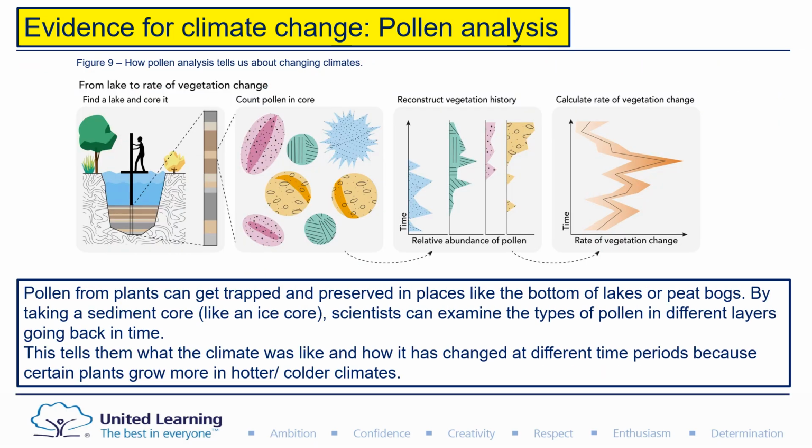Another evidence of climate change is pollen analysis. So this is pollen from plants can get trapped and preserved in places like the bottom of lakes or peat bogs. By taking a sediment core from the bottom of the lake, scientists can examine the types of pollen in different layers going back. This tells them what the climate was like and how it changed at different time periods, because certain plants will grow at warmer periods, certain plants will grow in colder periods. So by analysing the pollen count within the sediment, they can infer what the climate was like.